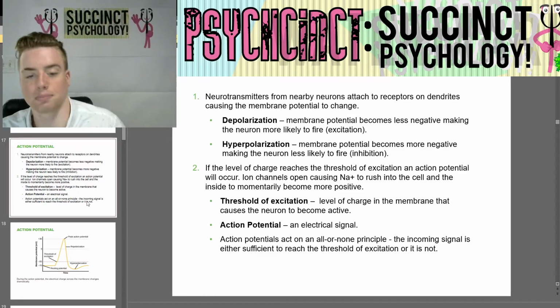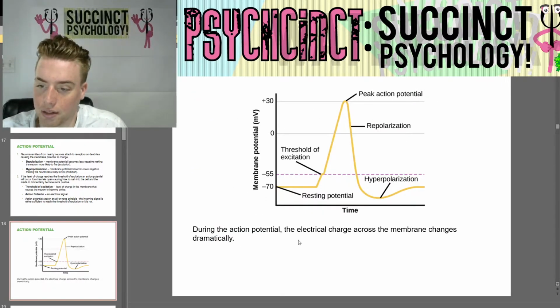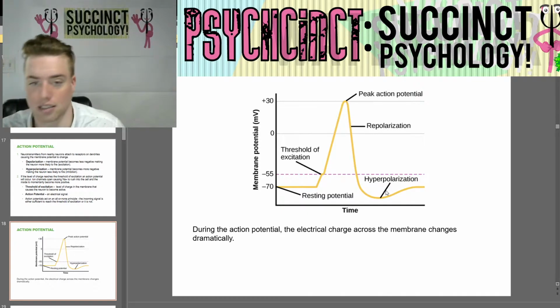It's all or nothing. Here we have a little graph. During the action potential, the electrical charge across the membrane changes dramatically. As you can see here, you start with your resting potential, reach the threshold of excitation, you reach your peak action potential, and then you start to repolarize and go into hyperpolarization, which is again making it less likely to fire.